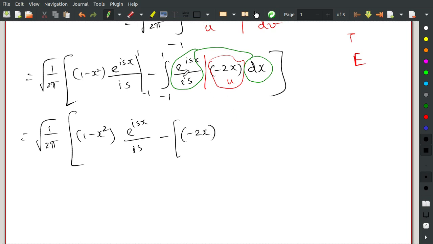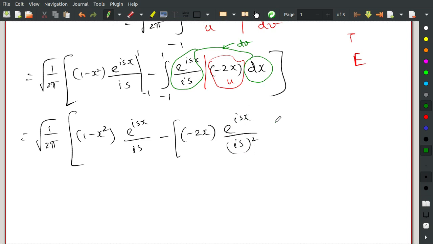So we have to find dv. If we integrate this, we will have e power isx divided by is the whole square. So this green part is dv, and we want to find v. For that we have to integrate e power isx divided by is dx, and we end up with this one.